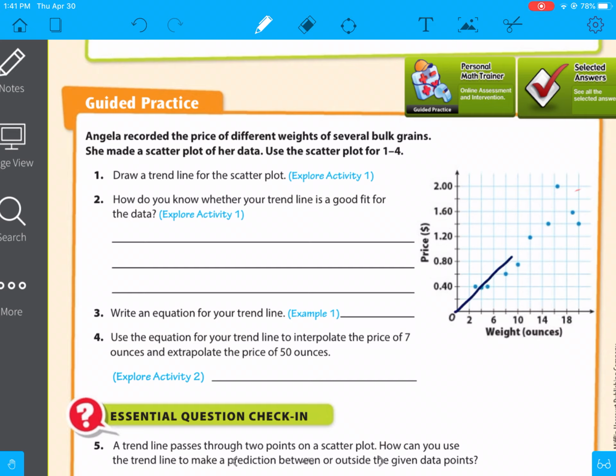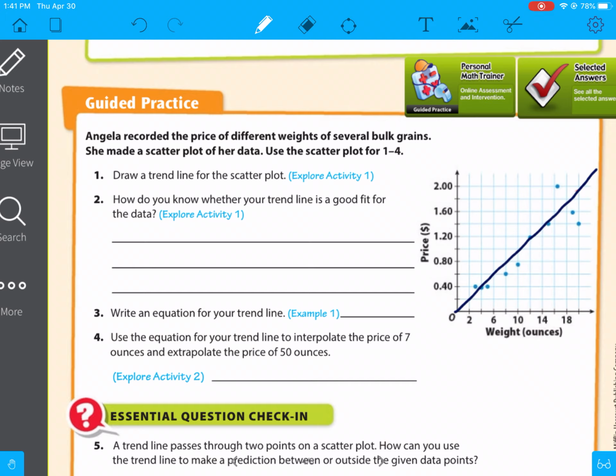So, if you look, that looks like a pretty good trend line. You just kind of want to see how this is going. So, it's like the general trend. Now, for number two, how do you know whether it's a good fit for the data? You have about the same amount of points above and below the line, and it's pretty close. The dots are pretty close to the line. So, this is just like an estimate of what's going on.